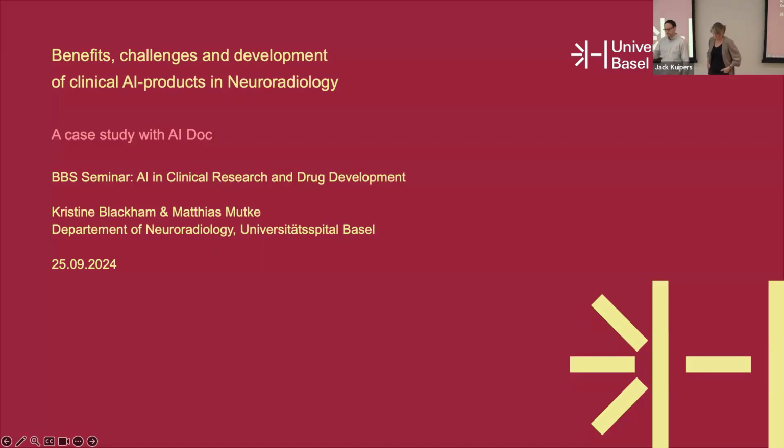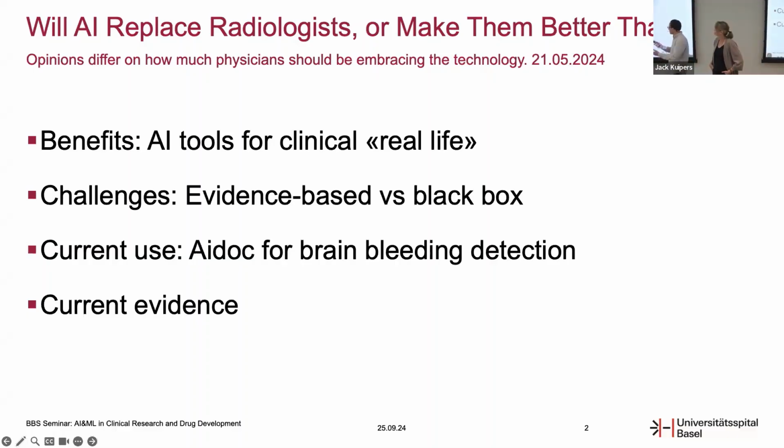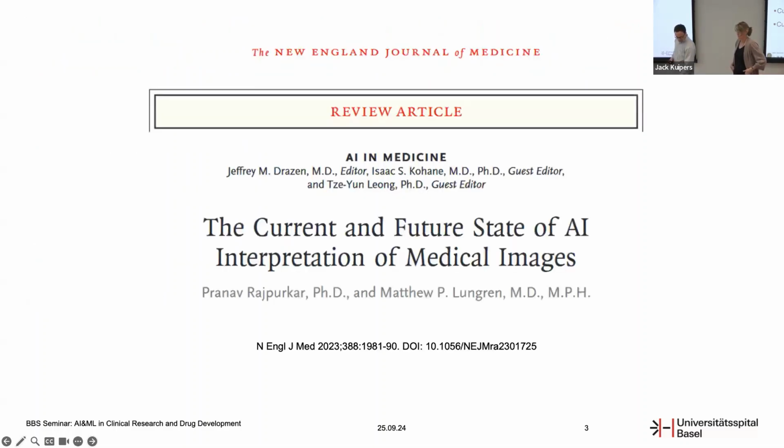It's actually a case about a tool we are using in clinical practice, an AI tool. And there are many talking points for us as end users. So what are the benefits? What are the challenges? How much evidence is there for the tools? And we kind of want to exemplify it with what we actually do have already. It's a tool called AI Doc, and Christine will show you later how that works.